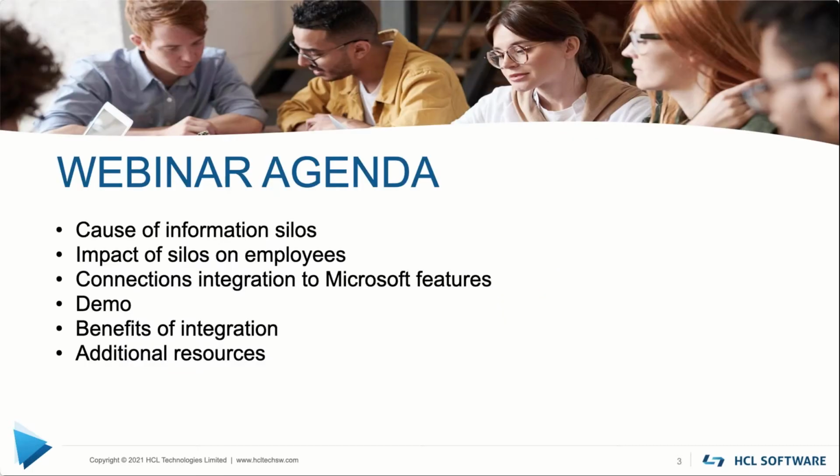Great, thanks, Dan. So today we're going to cover a bit about information silos, since that is one of the main benefits that comes from integrating Connections with the Microsoft ecosystem. And we'll talk a bit about the impact they can have on employees there. And then we'll introduce the features that were launched with Connections 7 for integration into the Microsoft ecosystem, and give you a demo where you can see those live in action. And then we'll wrap up a bit about some more of the benefits there and additional resources that may be helpful for you as you plan your own upgrades and rollout.